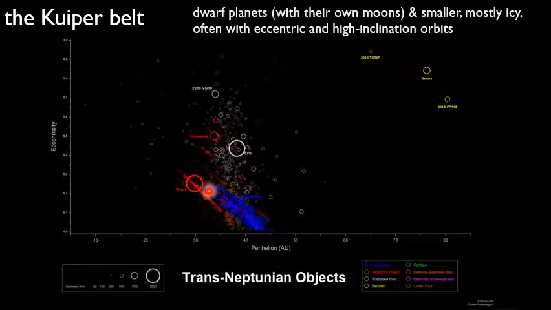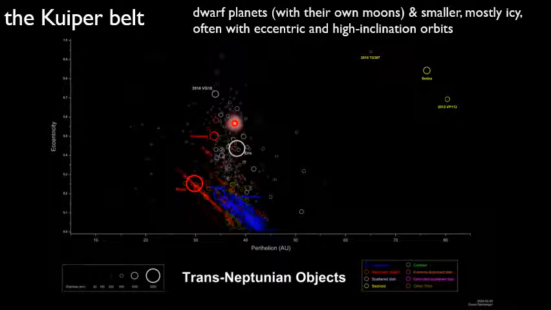Besides not clearing their own orbital path, one thing that really distinguishes these from the planets is that the eccentricity is rather high. So remember that's how elliptical an orbit is. So that's the vertical axis here. Many of these are quite eccentric. The orbits are not really circular at all. Some of them are extreme, like Sedna has a really eccentric orbit, and the inclination angle is also very high.